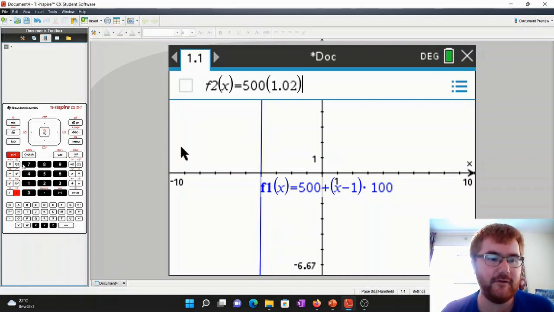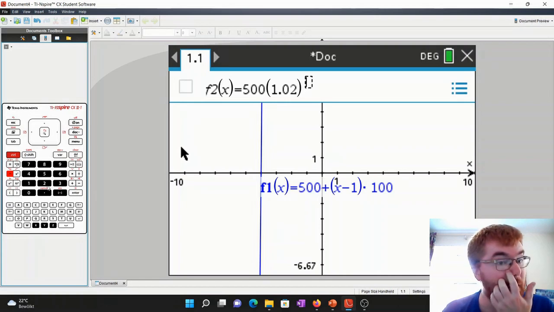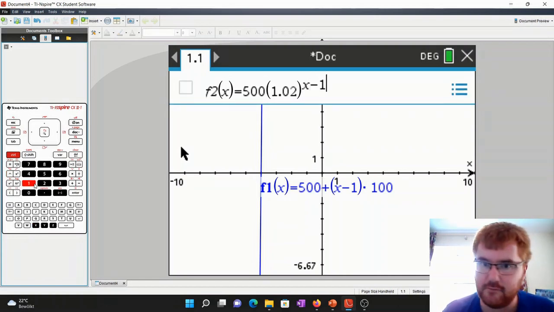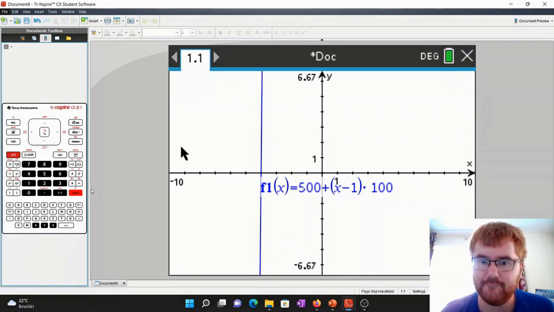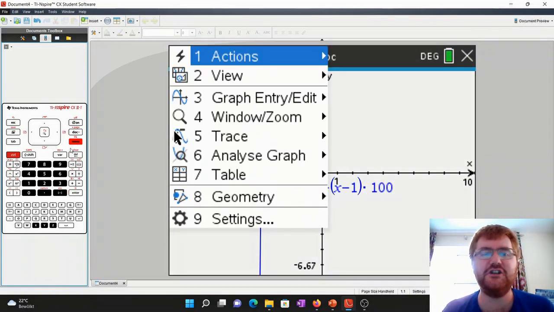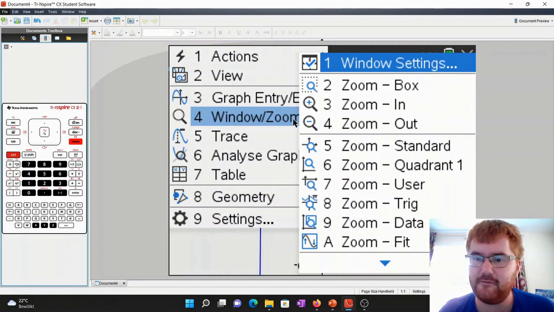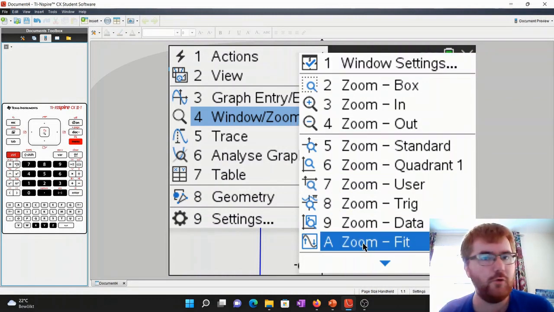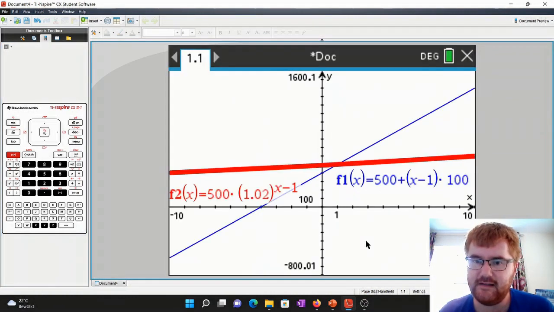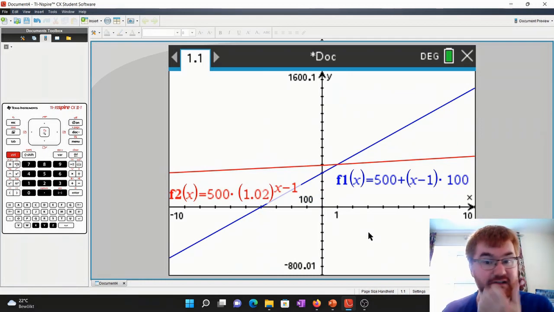And then if we write this to the power of x minus 1, again, we always have to use x. That's really important. And we get another graph that we don't see at the moment. Now, at the moment, we have no idea where they're going to intersect. This is where I use the kind of cheat. So if we go to Zoom, again, you can use this in the exam, of course, Zoom Fit, Zoom Auto on the CG50, and this will help you then actually find the intersection point.